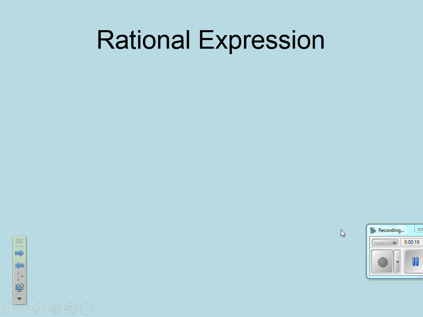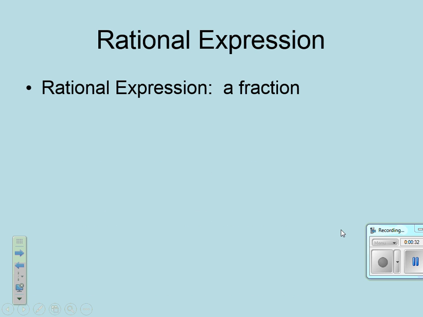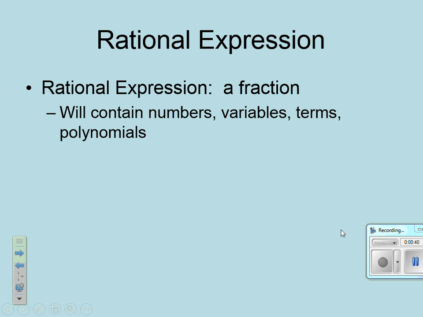So first and foremost, you need to write this page down. You actually need to write every page down except for one. So this is one of them that you need to write down. You need to know what a rational expression is. A rational expression is a fraction, but it's not just a fraction with numbers, it's a fraction with numbers and variables and terms and polynomials.